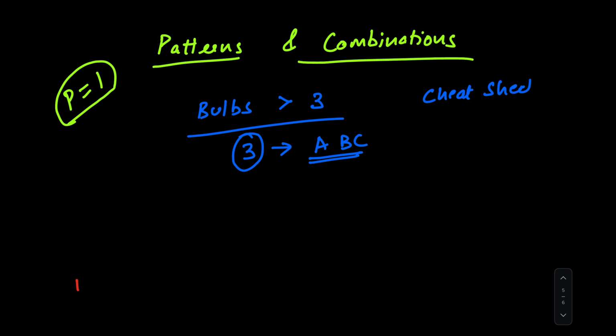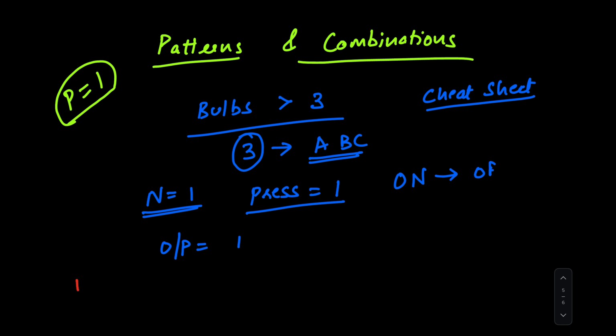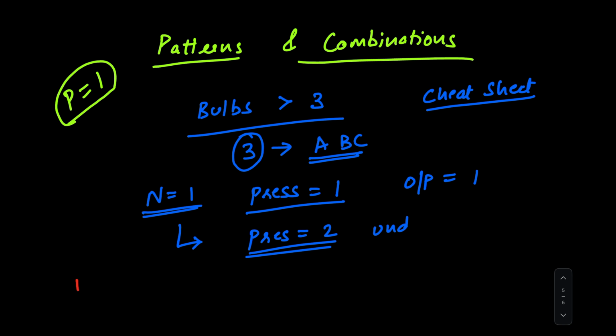Based on the rules that we have identified, let's come up with a cheat sheet. Starting with n equal to 1 and presses equal to 1, there could only be 2 states, on and off. Even if we have one more button that we can press, the output will still be 2, as pressing the same button twice will undo the operation. So it will not change the output.